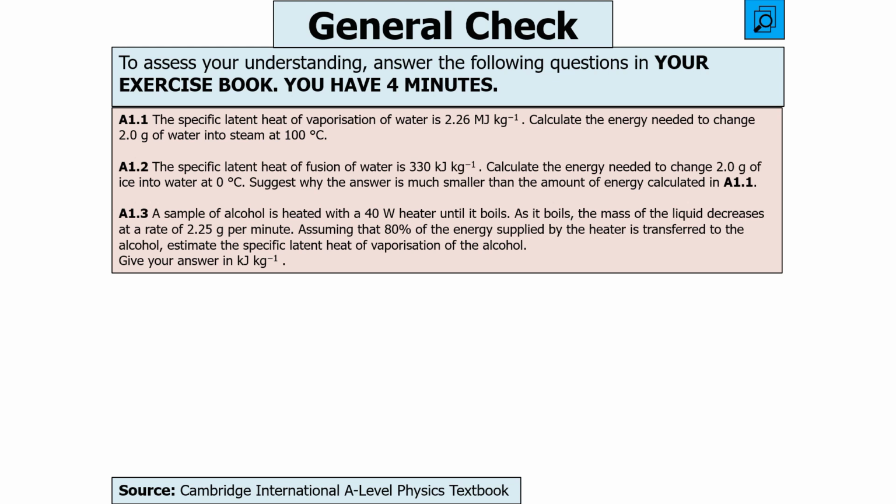Then a sample of alcohol is heated with a 40 watt heater until it boils. As it boils, the mass of liquid decreases at a rate of 2.25 grams per minute. Assuming that 80% of the energy supplied by the heater is transferred to the alcohol, estimate the specific latent heat of vaporization of the alcohol, giving your answer in kilojoules per kilogram. So pause the video now, then unpause the video when you want to go through your answer.